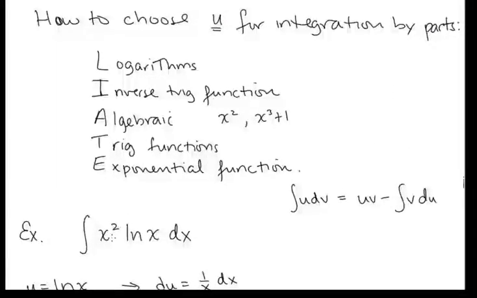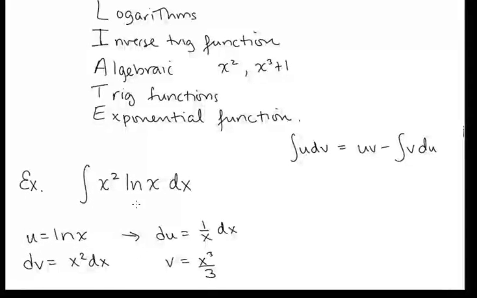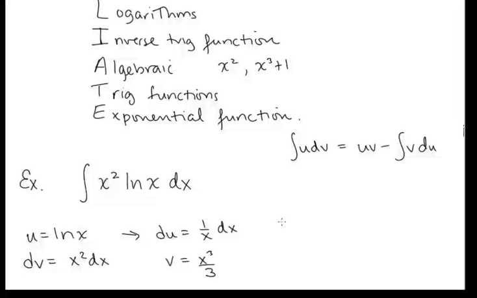Now let's take a look at the integral of x squared ln x. Let me look at my guidelines. Here the first thing I should be looking out for is logarithms. u should equal ln x here, and that means dv is going to be x squared dx. As always with integration by parts, we have to compute du and compute v. So du is going to be 1 over x dx, and v is going to be x to the third over 3.